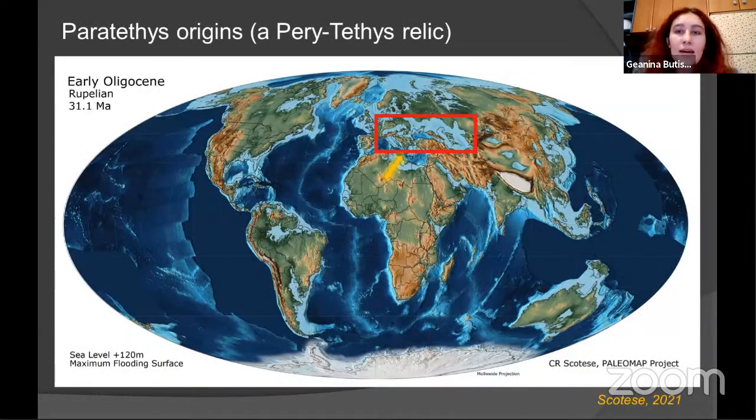So the Paratethys is actually a large epicontinental sea that has its origins somewhere in the Oligocene. It was so big that it was stretching from Germany to China, and it was covering a lot of actual countries. So we have France, Germany, Austria, Hungary, Slovakia, Serbia, Romania, Moldavia, Poland, Ukraine, Russia, until really the border of China.